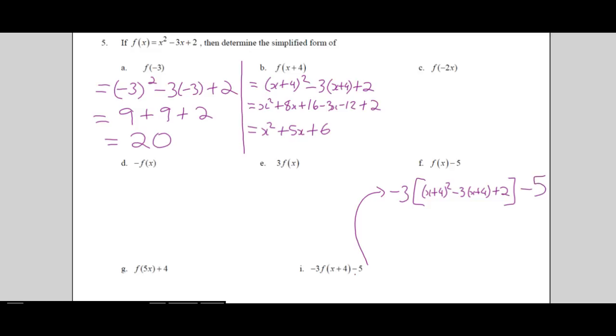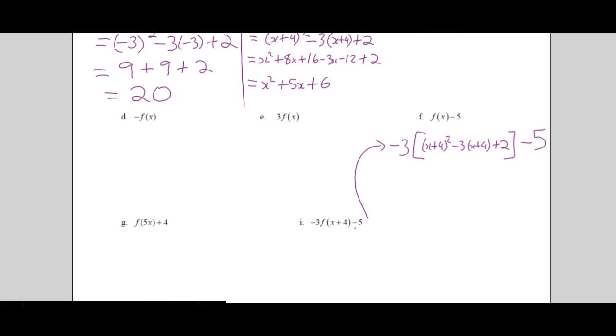Subtract 5. So you are now looking at -3, f of x plus 4, minus 5. Everybody see that? We got the -3. This is f of x plus 4. What did f of x say to do? Square the input, subtract 3 times the input, and add 2. We know this, so we're going to cheat. We know that this will work out to x squared plus 5x plus 6.